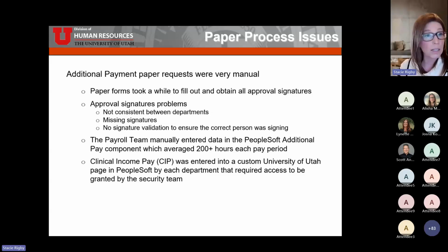The signatures, there was a variety of different signature difficulties that we had on the paper forms. The signatures were not consistent between the departments. At times we had missing signatures, and since it was on paper, there was no way to validate if the signature was the approver that was needed for that specific additional pay. The payroll team manually entered data into the PeopleSoft additional pay component, which was on average over 200 hours each pay period from that team.